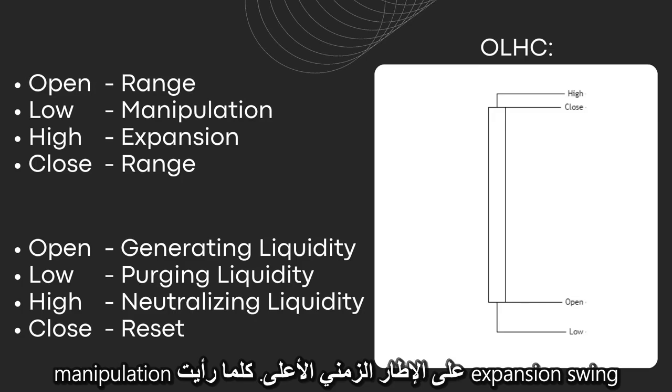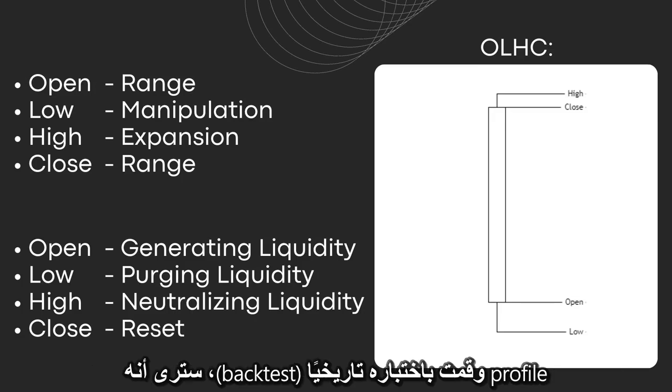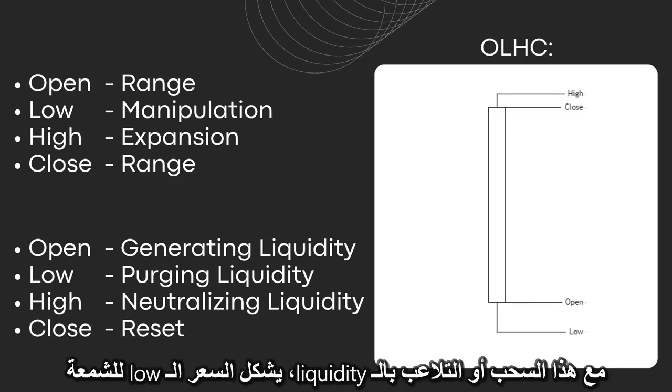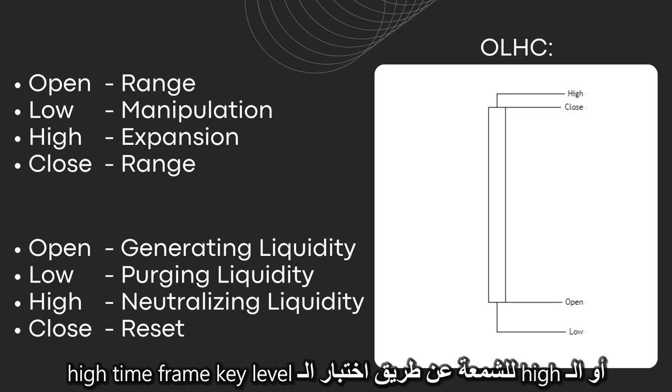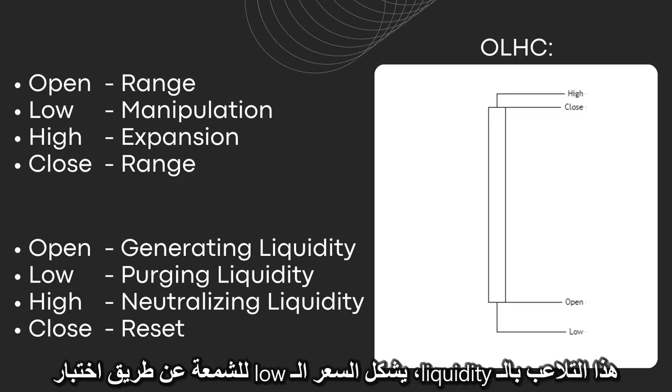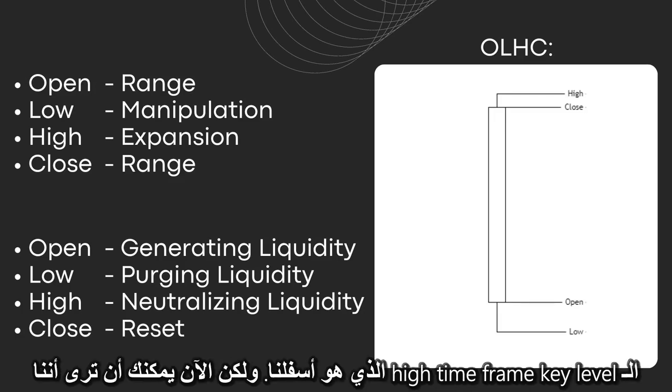Whenever you see a manipulation profile and you backtest those things, you're going to see that it always does these two things, right? So you can note these two things down. With this purging or manipulation of liquidity, price forms the low of the candle or the high of the candle by testing the higher time frame key level and rebalancing the range. In this case, we've got a classic buy candle. So with this manipulation of liquidity, price forms the low of the candle by testing the higher time frame key level, which is below us, right?